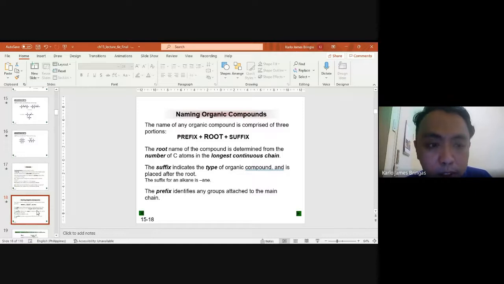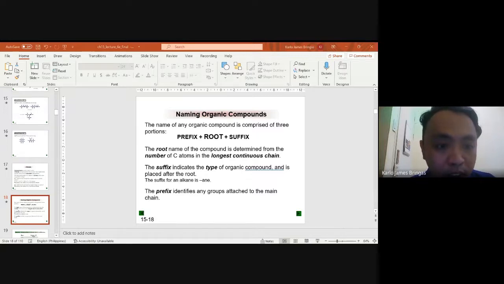So of course, the chemical formula is quite good, but it's much easier to just name the organic compounds by a particular name. So dito papasok ang ating naming. The way that we name an organic compound is by using 3 portions. So meron tayong prefix, plus connected to it is the root, and the suffix.